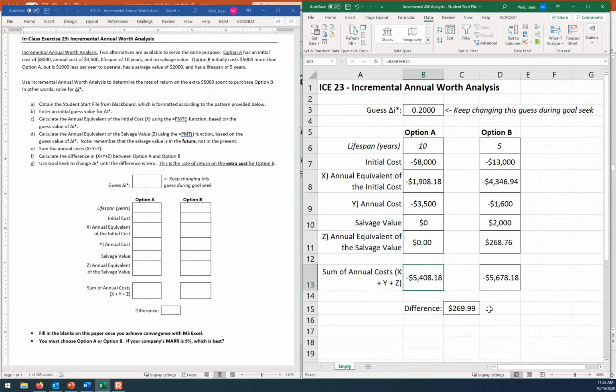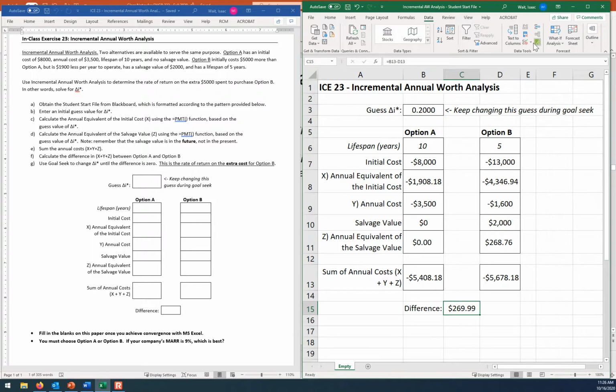So if we want to find the rate of return on the difference in cost, then what we're looking for is we want to find what delta i star gives us a 0 difference between the 2 options. And so it's balance. Remember, internal rate of return, we're finding the equivalence between the 2 options. And so we want to find the rate of return on the difference between them. So that'll make the unknown interest rate the rate where the difference is 0.